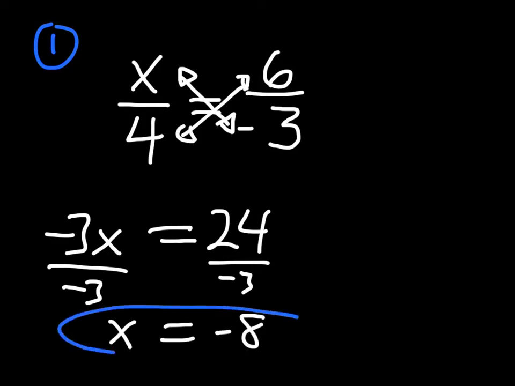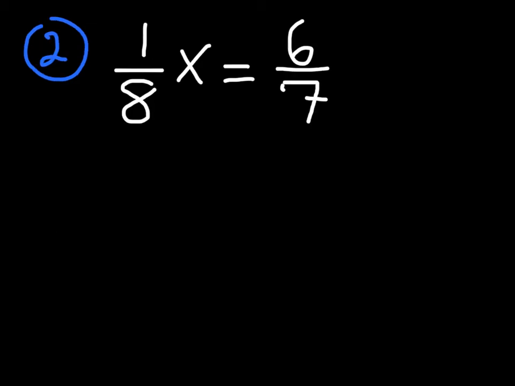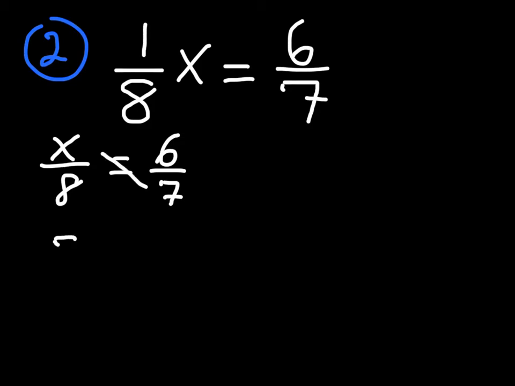Alright, next we have 1 over 8 times x equals 6 over 7. This one looks a little bit different with our x off to the side, but remember we could just put x over 1, and really the x would be on top then if we multiplied. So I'm going to rewrite this as x over 8, which is the exact same thing, equals 6 over 7. Now if I cross multiply, going this way first, I have 7x, and then going this way, 8 times 6 is 48, so I set that equal to 48.